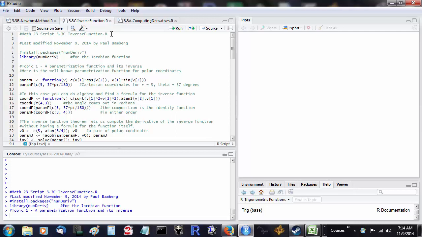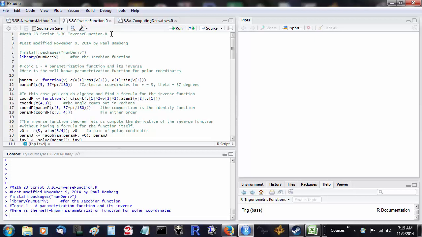The function I'm going to define is appropriately called a parameterization function. What it does is take a pair of parameters, r and theta, which together specify any point in the plane, and convert those parameters into a pair of Cartesian coordinates, x and y. I have to write the function in terms of the two components of the vector v, but you can read this as x, the first component, is r times cosine theta, y, the second component, is r times sine theta.